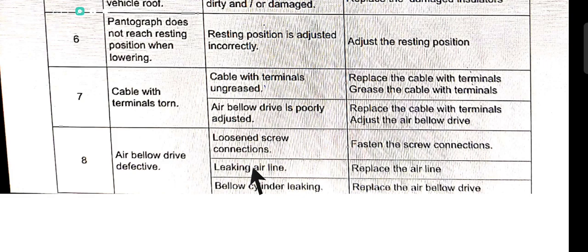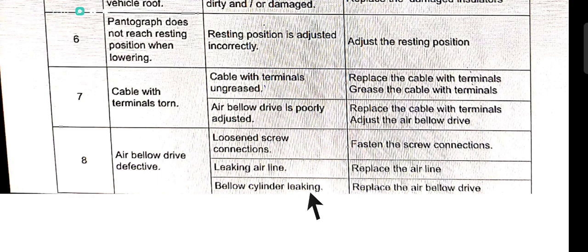Either there could be some problem in the pneumatic hose, in which case we need to replace the airline, or we can put some tape over that airline to prevent air leakage. Bellow cylinder leaking. The cylinder of the bellow can also leak, so in such cases we need to replace the air bellow. If there is any major damage, see, the thing is very simple.